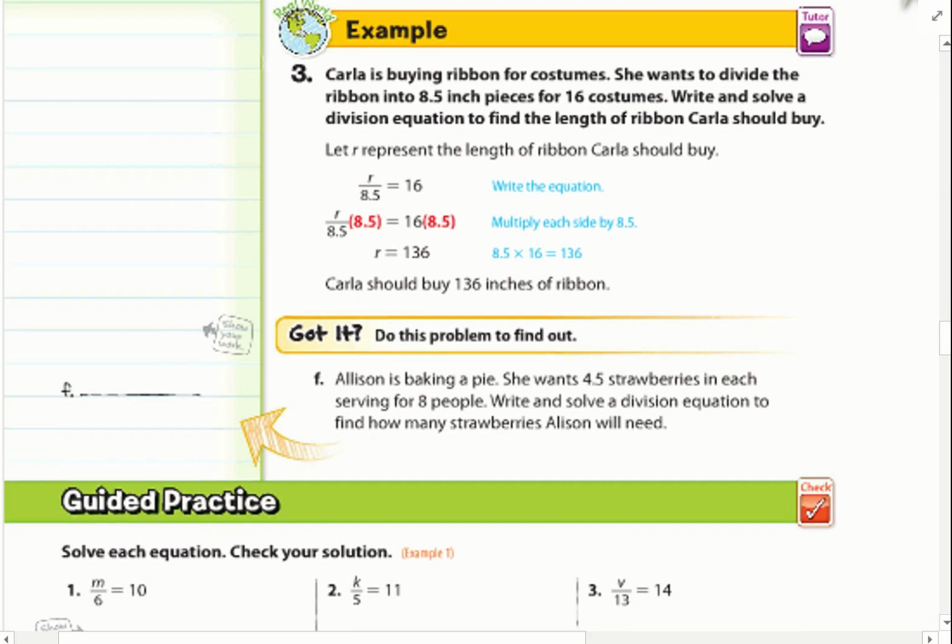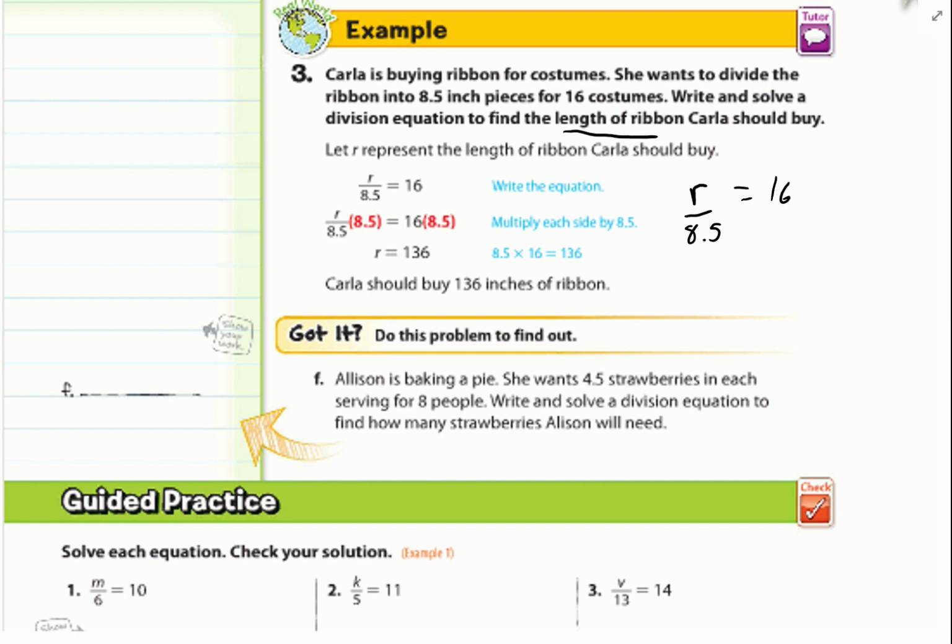For number 3, it says Carla is buying ribbon for costumes. She wants to divide the ribbon into 8.5-inch pieces for 16 costumes. Write and solve a division equation to find the length of ribbon Carla should buy. So we're looking for the length of ribbon, and we're going to divide that into 8.5-inch pieces, and that's going to equal 16 costumes.